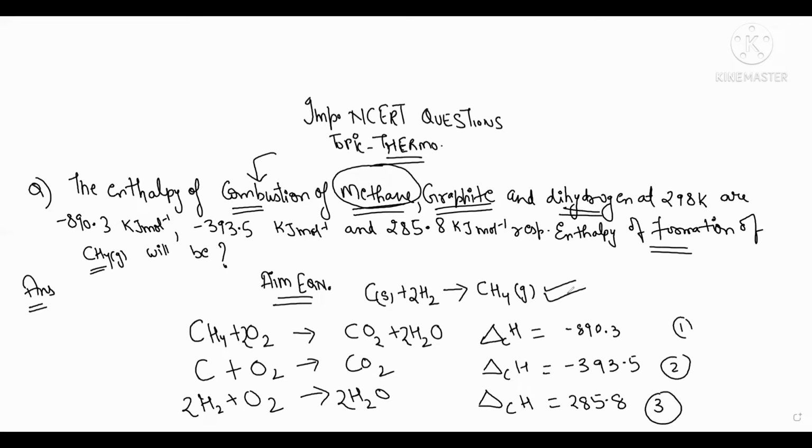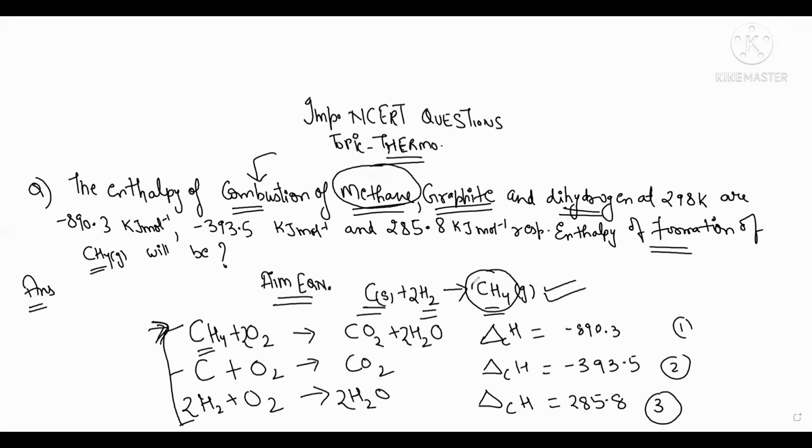Now using these three equations which we have derived using the details given in the question, we have to make the aim equation. As you can see, in the aim equation, carbon is written on the left hand side and hydrogen is written on the left hand side. CH4 is written on the right hand side. Now in the first equation, you can see that CH4 is written on the left hand side, but you need it on the right hand side in the aim equation.